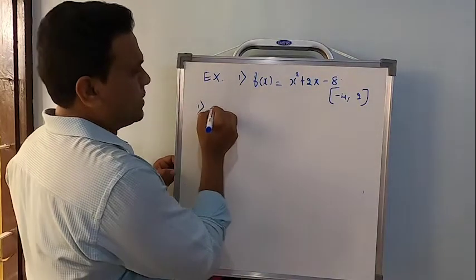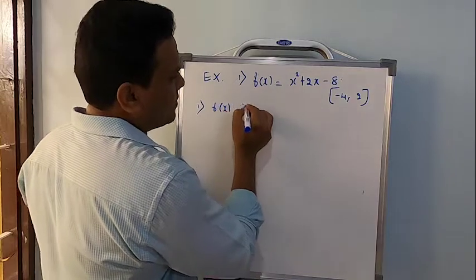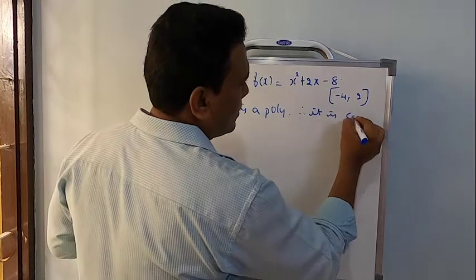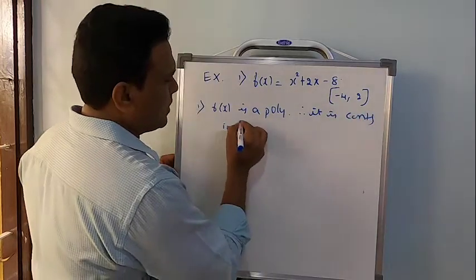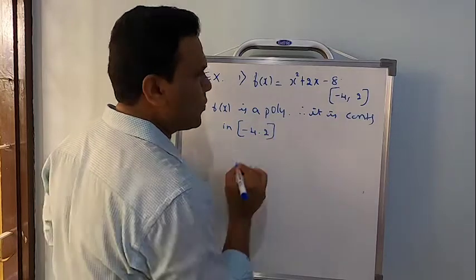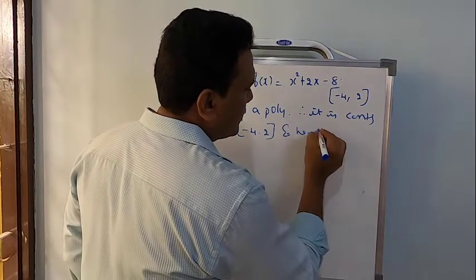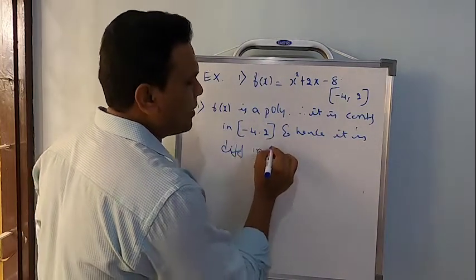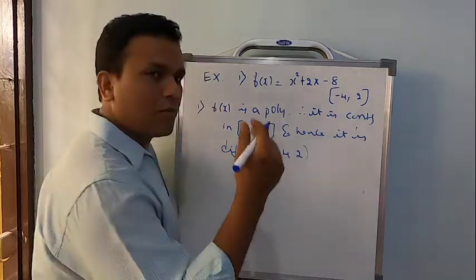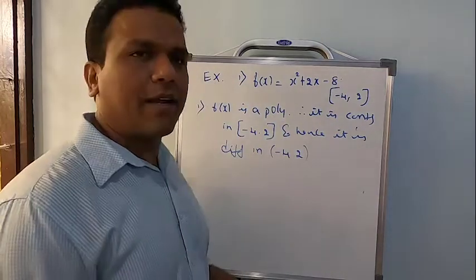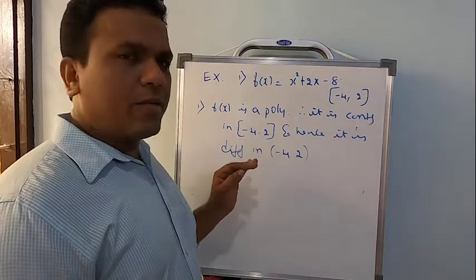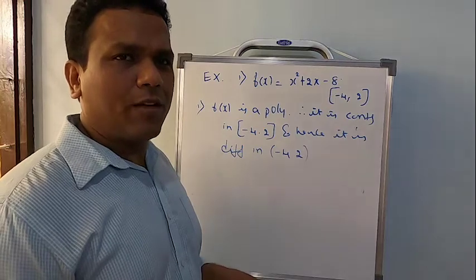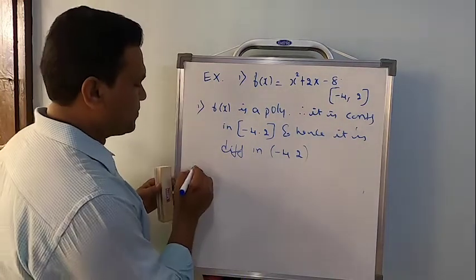So my first condition, f of x is a polynomial, therefore it is continuous in the closed interval minus 4, 2 and hence it is differentiable in open interval minus 4 comma 2. I'm combining first and second condition together and I can write this. Should be same for almost all the problems of this topic until unless function is going to be a bit different one. Okay, right. Now let's move on to the next one.